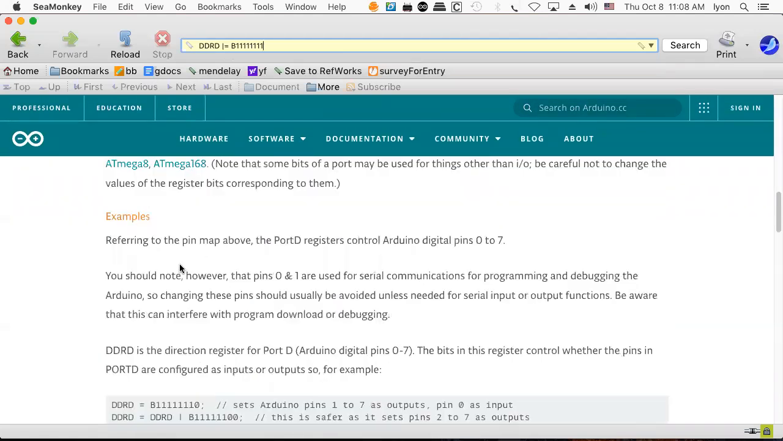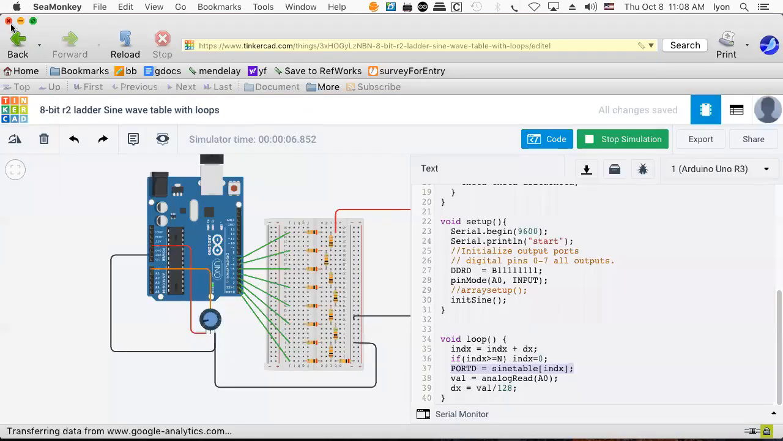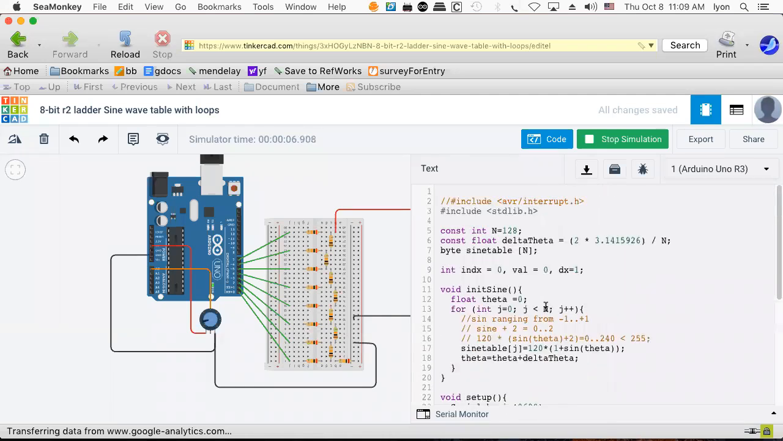So pin mapping is one of those things you're going to have to look up from time to time until you get used to it. So that's the code, such as it is, and that kind of catches us up from where we were last lab.